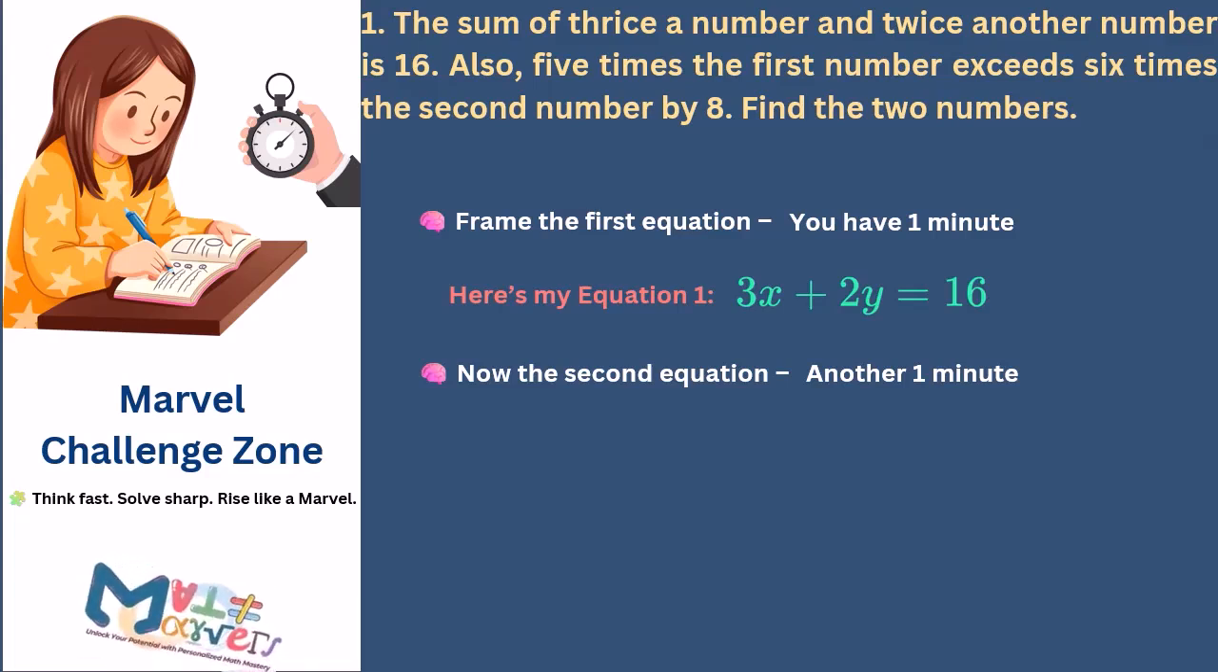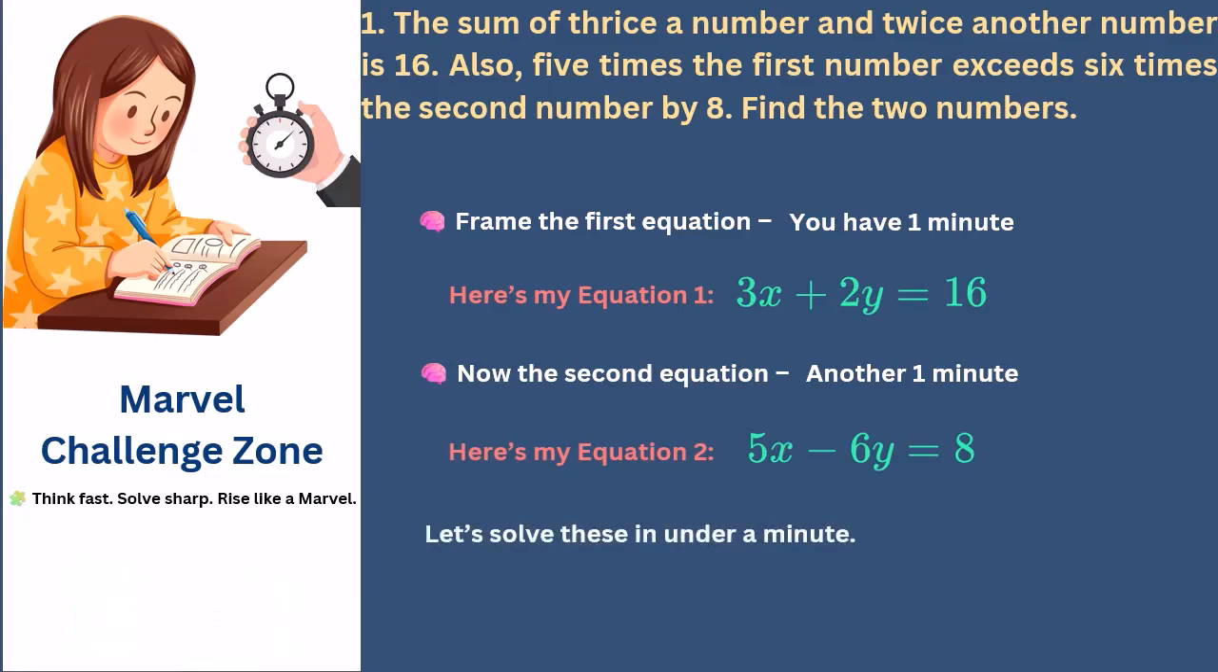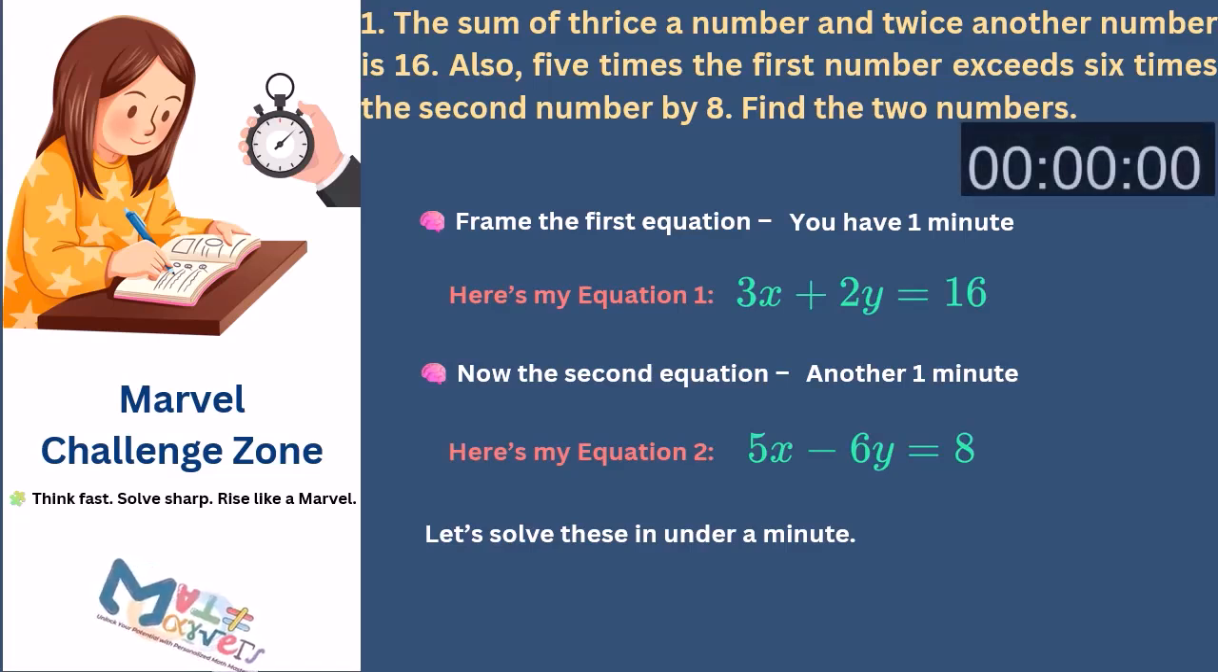Got it? Here's what equation 2 should be. 5x minus 6y equals 8. Got it right? Awesome. Now, let's nail the solution. Solve these two equations. Use elimination or substitution. You've got one final minute. Let's go.